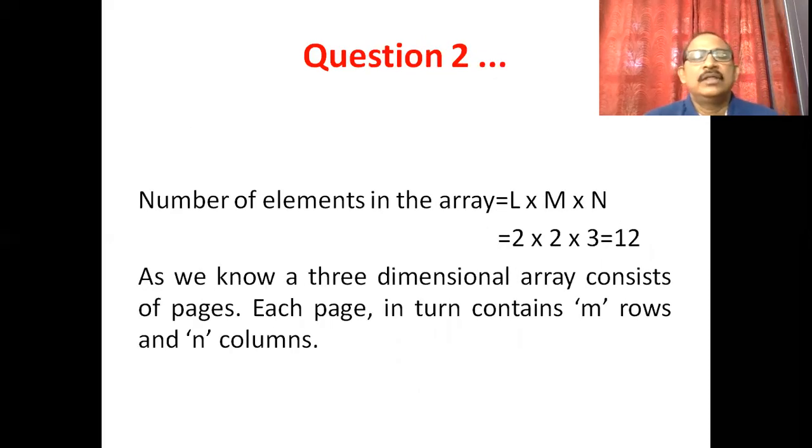Before this, let us see the number of elements in a three-dimensional array is L into M into N. First dimension L, second dimension M, and third dimension N. So 2 into 2 into 3 is equal to 12. As we know, a three-dimensional array consists of pages. Each page in turn contains M rows and N columns.